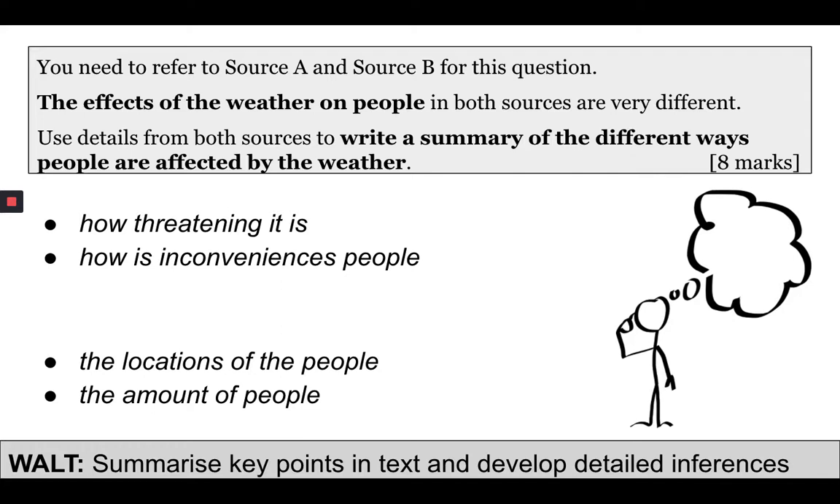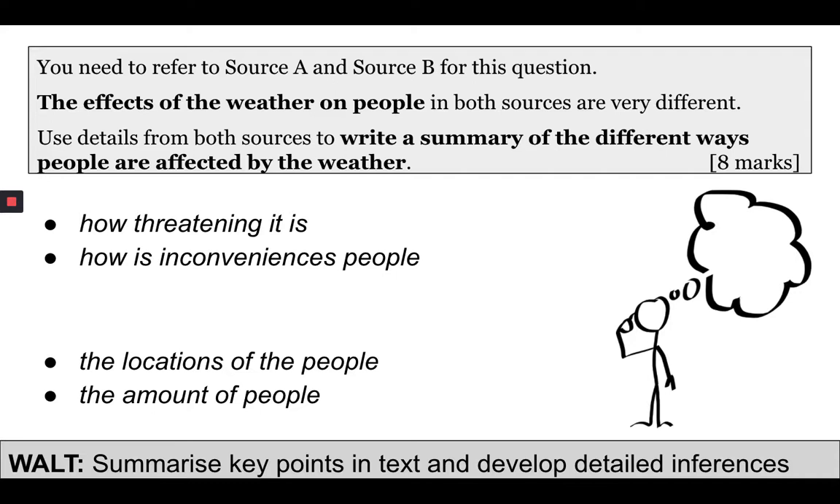You may think, well, both of these have to do with storms, so that's similar. So why can't I write about the similarities? Yes, both of them are about storms and snow, but you have to write about the different ways people are affected by it. So it is, what does the storm do to people? That is your focus for it.